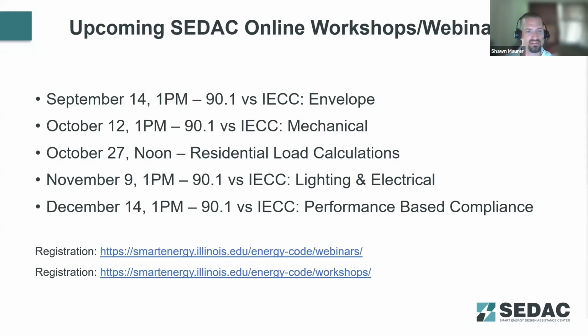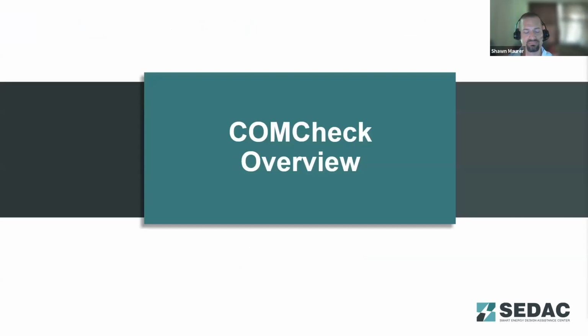We'll have a presentation on residential load calculations, how to do those properly using the Manual J load calculation software. There's a speed sheet for that, and the Manual J workbook as well. And then in November, we'll be covering the differences between ASHRAE and IECC lighting and electrical. And in December, we'll be doing the differences between the performance-based compliance paths between ASHRAE and IECC. So we do hope you'll join us for those. There'll be a lot of information in those that should be helpful for a lot of designers.